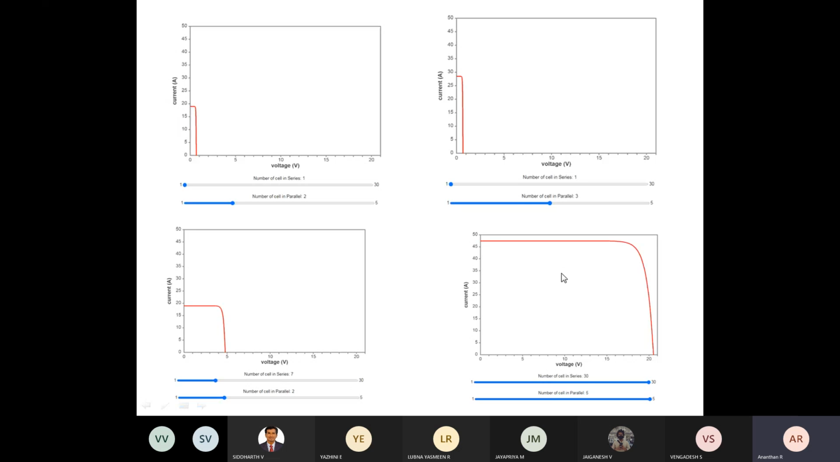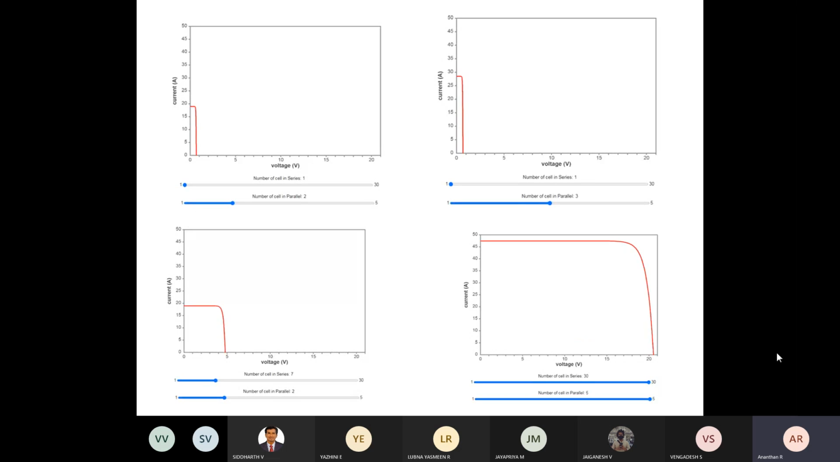But the number of cells that can be connected in parallel is restricted with respect to the different modules. Let us say you want to connect 30 cells, so that will be according to this graph. For 30-cell solar modules, we can make 5 cells in parallel.